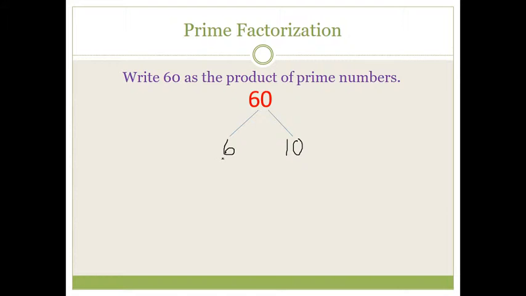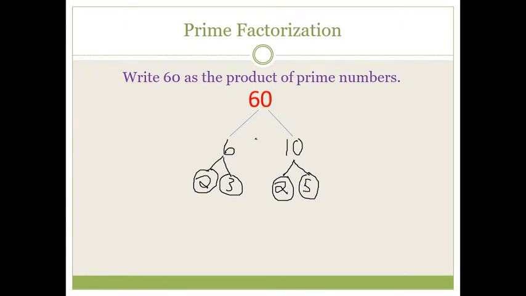Okay, so now I'm going to break down 6. I'm going to pick 2 and 3. Well, not pick. The only numbers that go into 6, right? Its only other factors besides 1 and 6 are 2 and 3. And they're both prime. Now I'm going to break down 10. Well, 2 goes into 10 5 times. And both of those numbers are also prime.